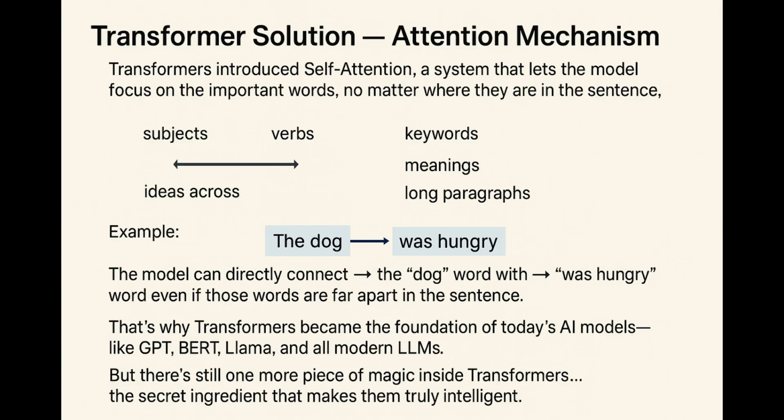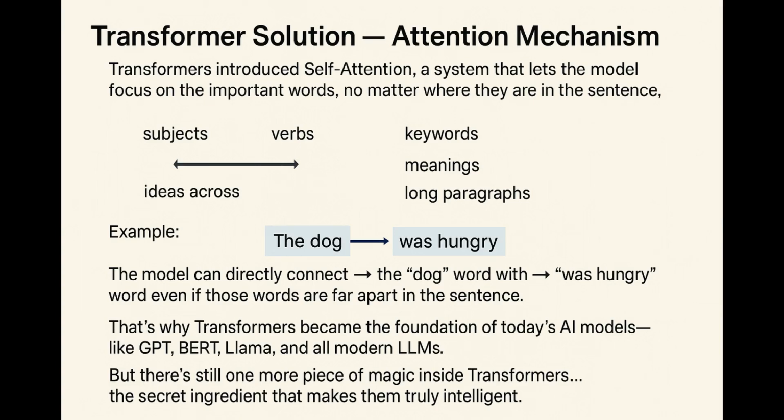Transformers introduce self-attention, a system that lets the model focus on the important words no matter where they are in the sentence. The model can instantly connect subjects, verbs, and keywords with meanings and ideas across long paragraphs. For example, the model can directly connect the word dog with the words was hungry, even if those words are far apart in the sentence. That's why transformers became the foundation of today's AI models like GPT, BERT, Llama, and all modern LLMs.